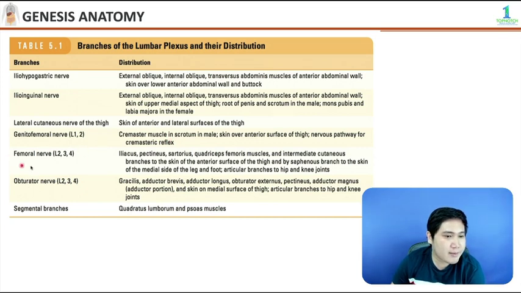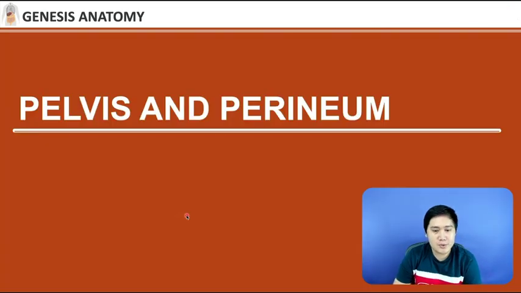Okay? Your femoral nerve, in general, will supply the anterior compartment of the thigh. So, muscles there. Okay? And distal branch niya is the saphenous nerve. Okay? To supply the medial leg and foot. Your obturator nerve will supply the medial compartment of the thigh, muscles, and skin. Okay? While your segmental branches will supply the quadratus lumborum and psoas. Okay? So that ends your abdomen. Okay? So we'll go to the pelvis and perineum.